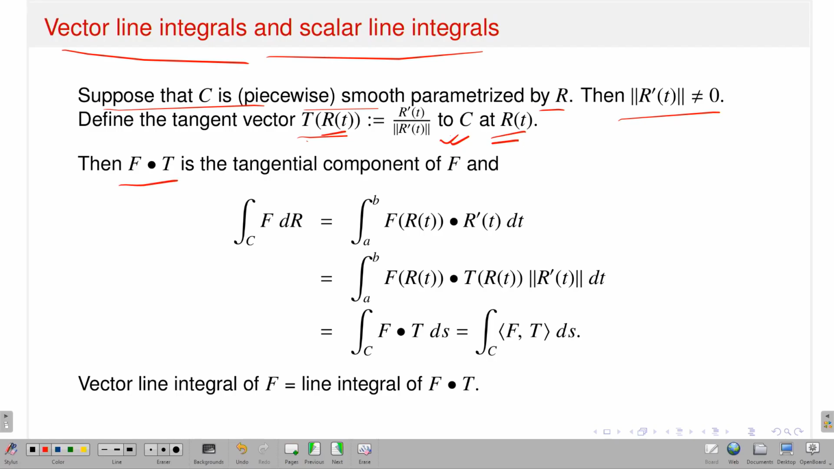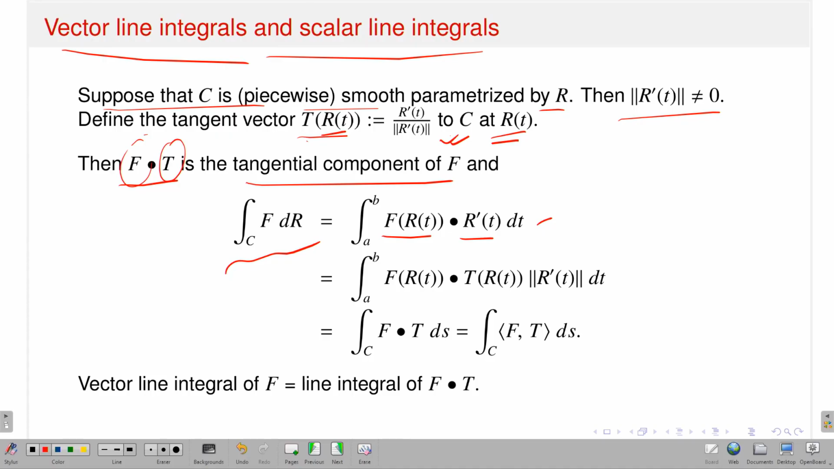And what is this? F dot T, that means it is a dot product, because this is a vector, and this is a vector. So, F dot T is nothing but the tangential component of my vector field capital F, number 1. Number 2, the corresponding vector line integral of capital F over C is nothing but the vector F associated at the point r(t), because capital F is a vector field, times the tangent vector, that is R prime of t, this is the dot product, and then dt.